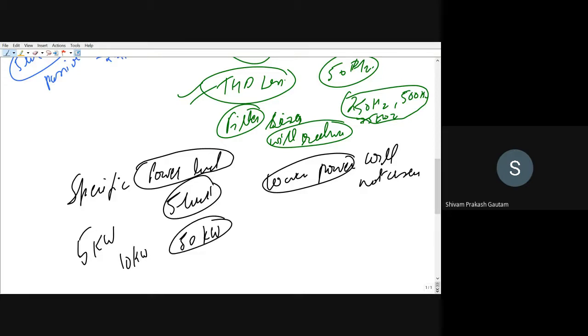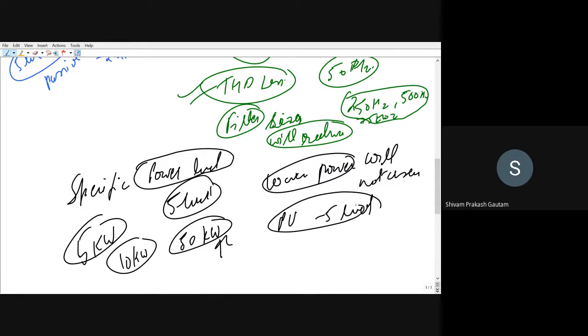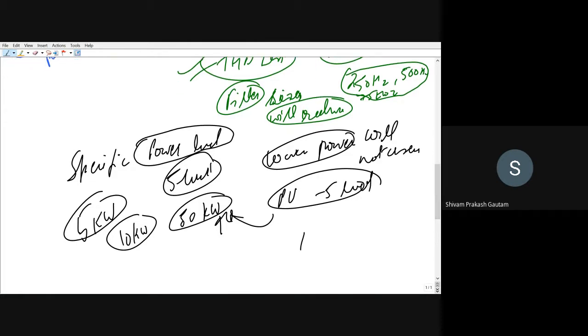And then once we decide the power level, suppose we decided 50 kilowatt, then we will design our PV system with 5 level for this power level. Because this 5 level is not useful at every power level. If you go for a higher power level, suppose 1 megawatt or 10 megawatt, then there are other converter topologies which are generally used, right?